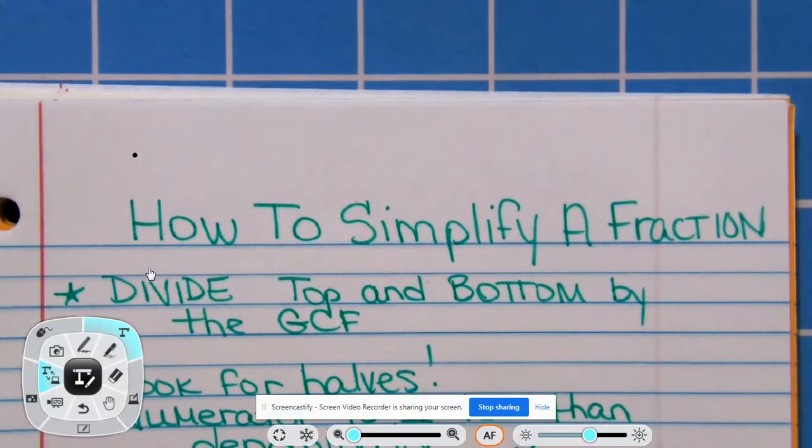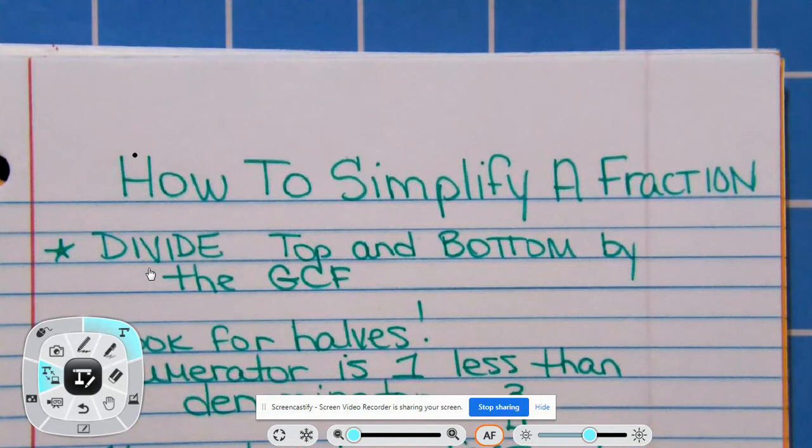Hello, fourth grade. Today in this video, we are going to talk about how to simplify a fraction. You simplify a fraction by dividing the top and bottom by the GCF, the greatest common factor. So you have to find the greatest common factor of your numerator and your denominator and divide your numerator and denominator by that greatest common factor in order to simplify the fraction.